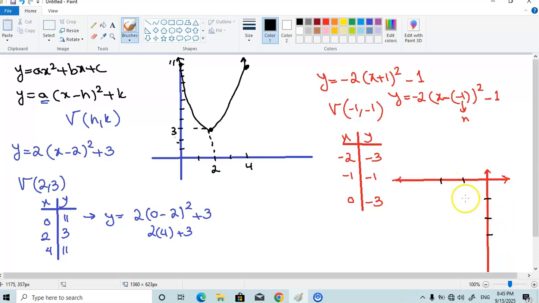So it's -1 and -1 here. That's the vertex. It's -2 and -3, and 0 and -3. I will plot the points in form of a curve. And as you can see, we have a maximum here. And here we had a minimum.